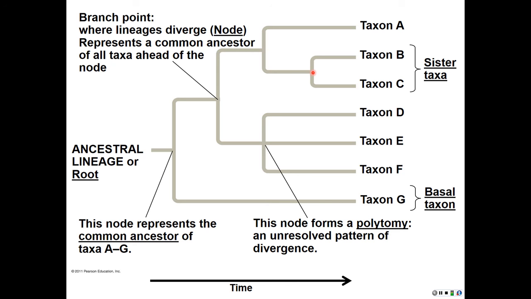Sometimes in trees we see what's called a polytomy, which is what you see right here, this kind of trident situation. And this is an unresolved pattern of divergence.